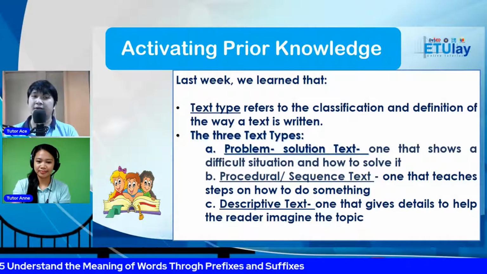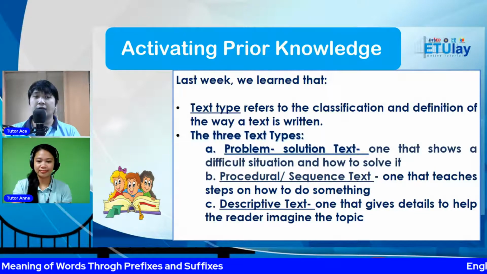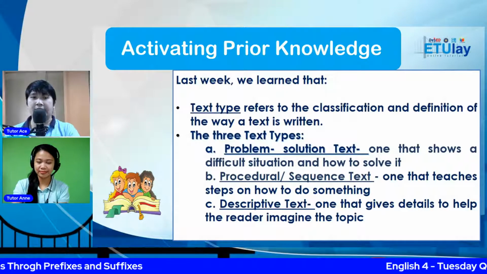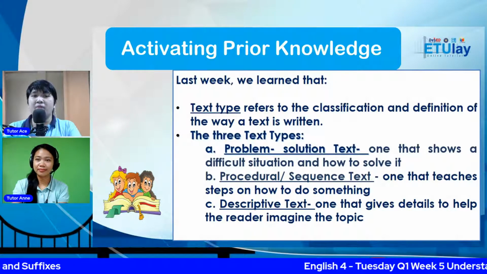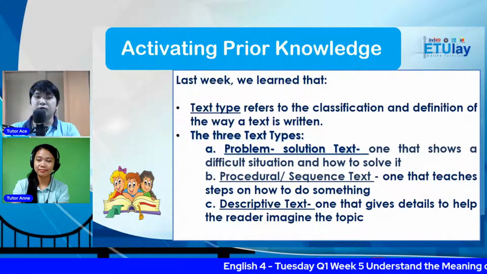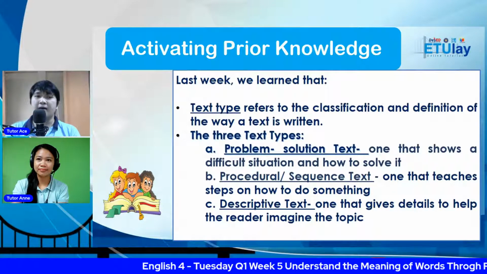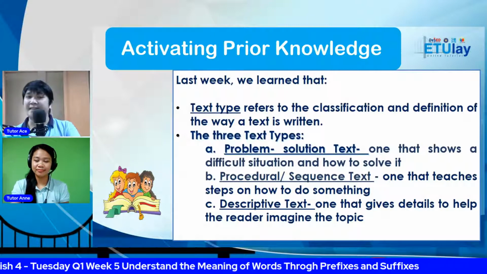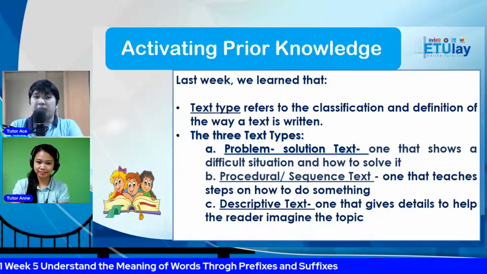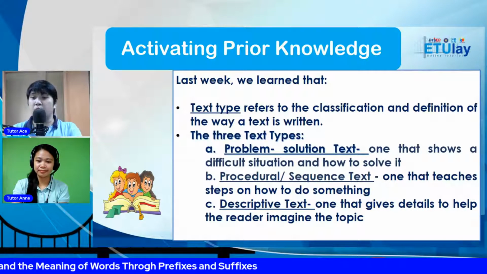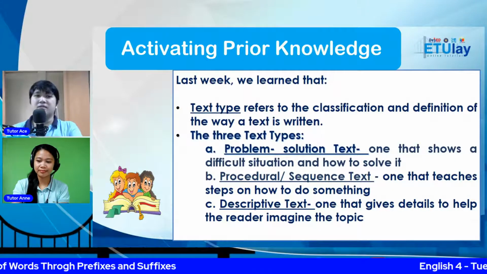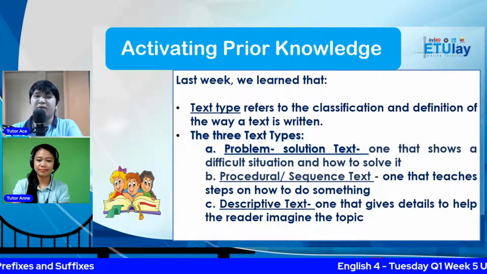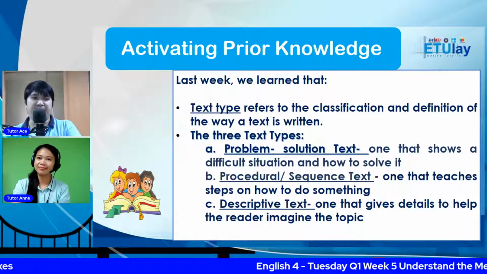Next, we have letter B, procedural or sequence text. It's one that teaches steps on how to do something. That's already in the name: we have procedure and sequence. And lastly, we have descriptive text, coming from the word describe. It's one that gives details to help the reader imagine the topic.